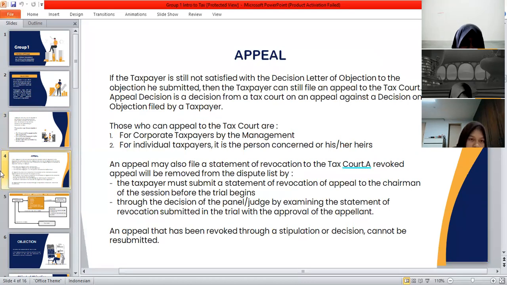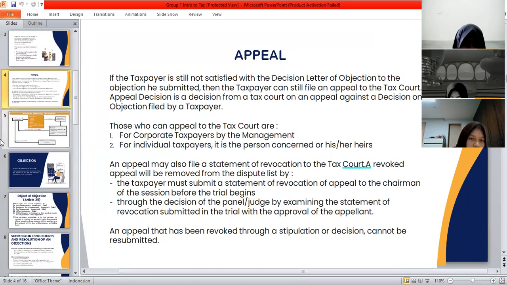And also, if the taxpayer is still not satisfied with the decision letter on the objection he submitted, then the taxpayer can still file an appeal to the tax court. An appeal decision is a decision from a tax court on an appeal against a decision on objection filed by a taxpayer. Those who can appeal to the tax court are, first, for a corporate taxpayer, the management, and for an individual taxpayer, the person concerned or his heirs.